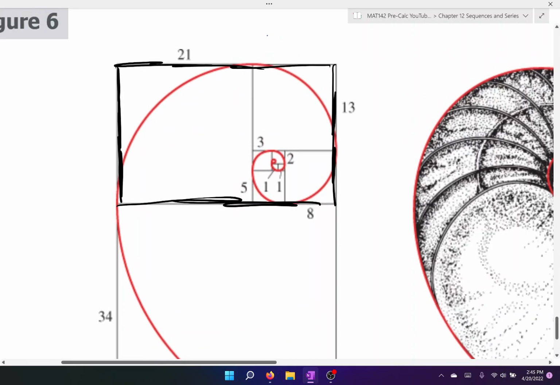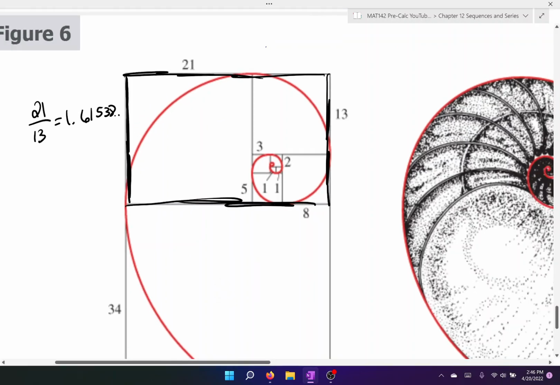And we were to take the ratio of this rectangle. So that rectangle there is going to be 21 over 13. It's the previous two Fibonacci numbers, okay? And we were to divide these two numbers. What you're going to get is 1.61538 and a bunch of decimals after that, okay?